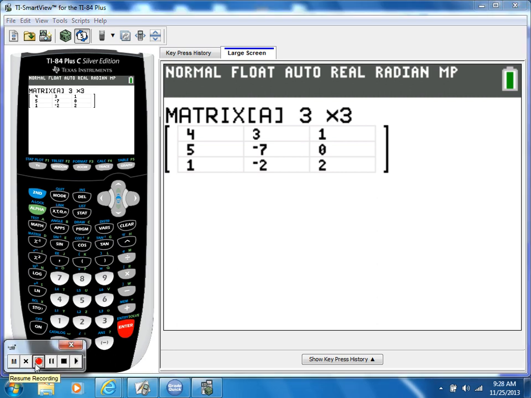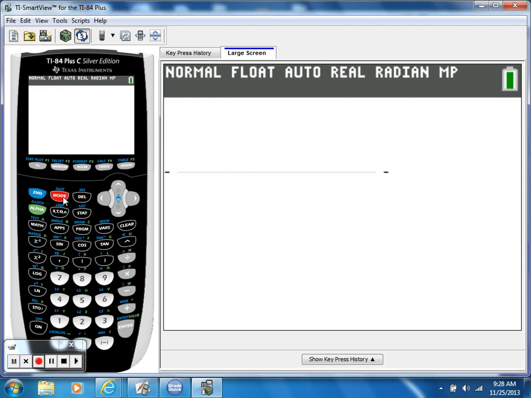So now that we've entered our matrix C, we actually need to get completely out of there by hitting second quit. We're back to the home screen. If you have anything on your home screen, clear it. And we have a blank canvas to go off of, so it's just a nice clear screen. Okay, go back to your matrix again. So go to second matrix.